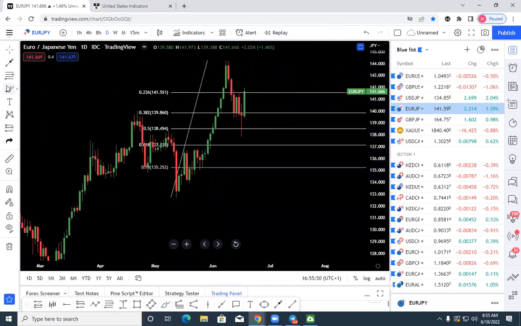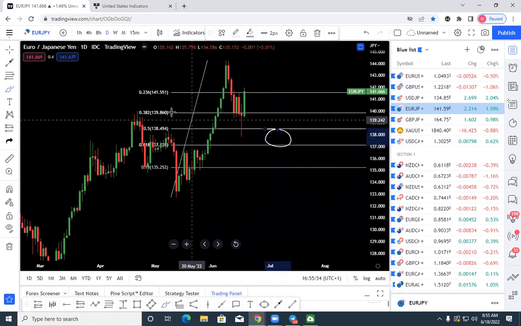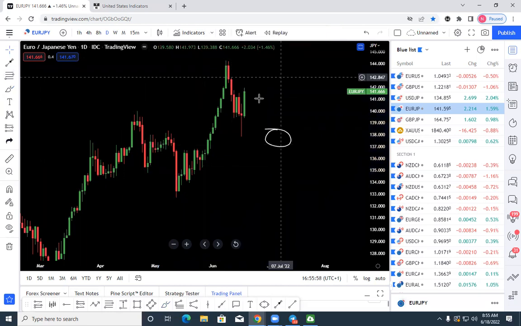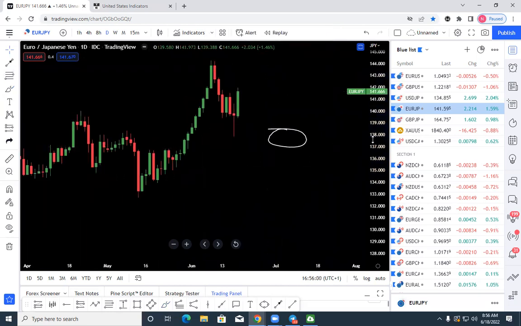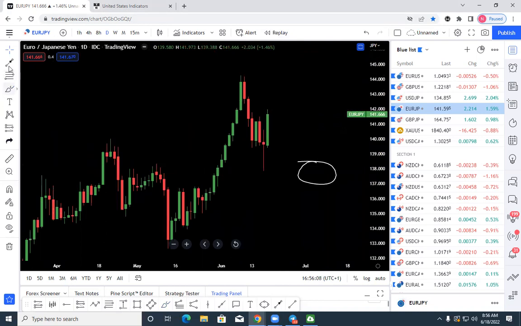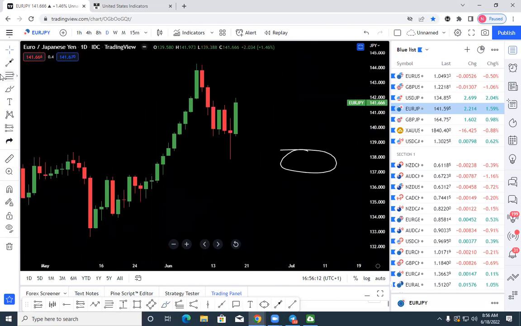Okay? Where is 50 to 61.8, guys? Look at it here. So if this is 50 to 61.8, then we are looking for a corrective structure that is going to come to that level. All right? We are looking for a corrective structure that is going to come to that level. And how do we see that corrective structure? We are going to look at it in the daily time frame.